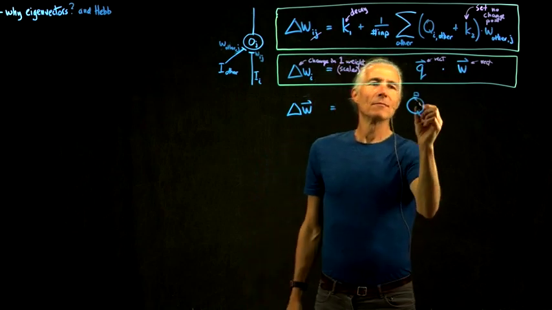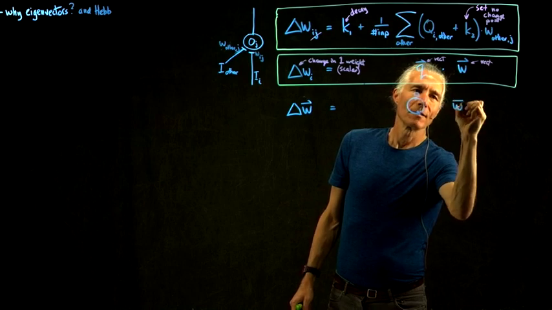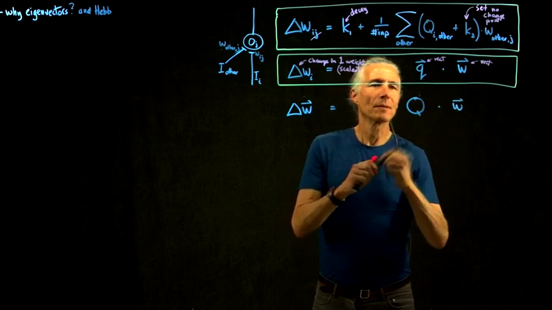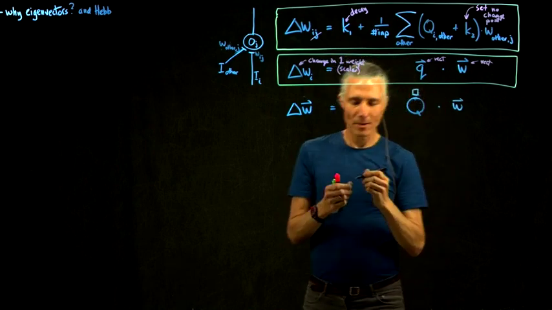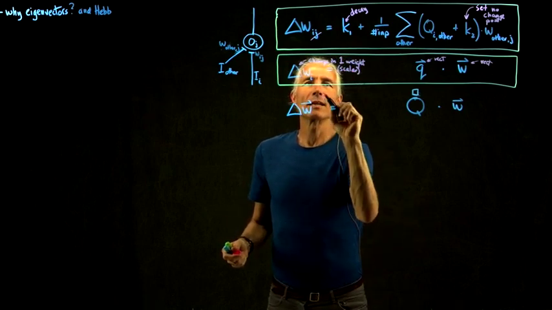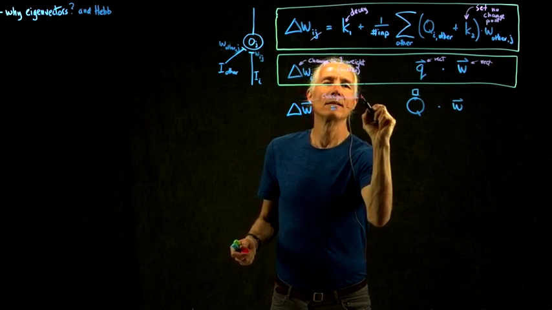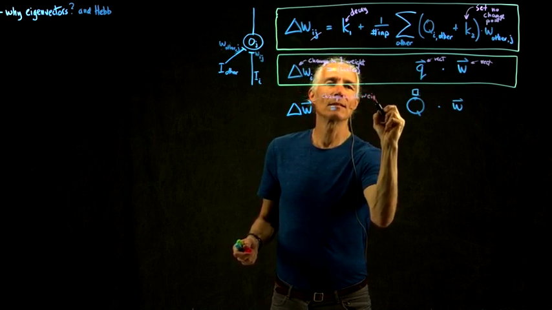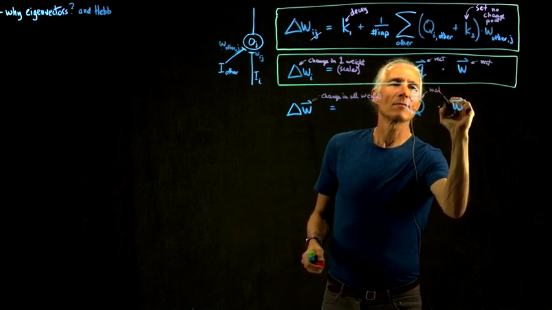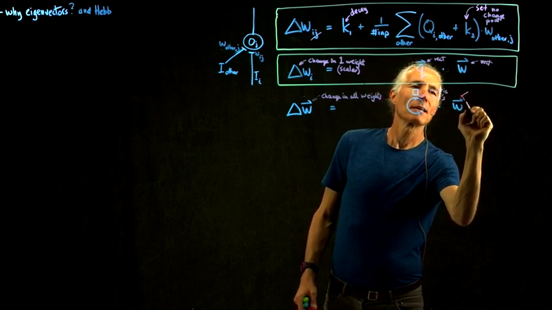So now we've got this matrix of correlations times the same weight vector. That square is supposed to remind you that that's a matrix. And so this is the change in all weights. That's what the weight vector means. It equals the matrix of correlations times the weight vector.